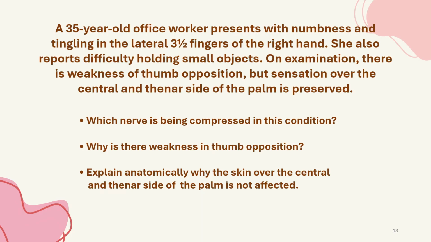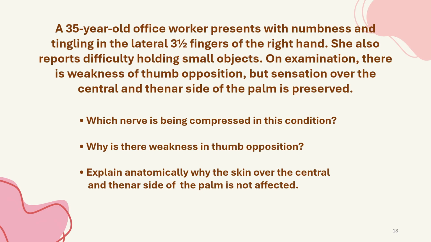Now let's answer the key questions. The first question is, which nerve is being compressed in this condition? The answer is the median nerve, as it passes through the carpal tunnel. And second question is, why is there weakness in thumb opposition? The thumb opposition is mainly caused by the opponens pollicis, but the flexor pollicis brevis and abductor pollicis brevis also help in this action, and these three thenar muscles are supplied by the recurrent branch of the median nerve. And when the median nerve is compressed, this branch is also affected, leading to weakness in thumb opposition.